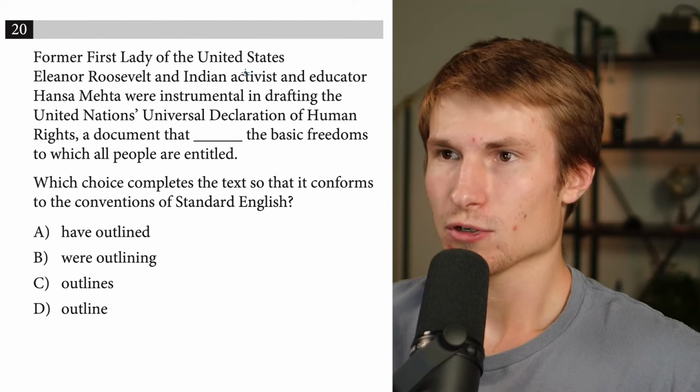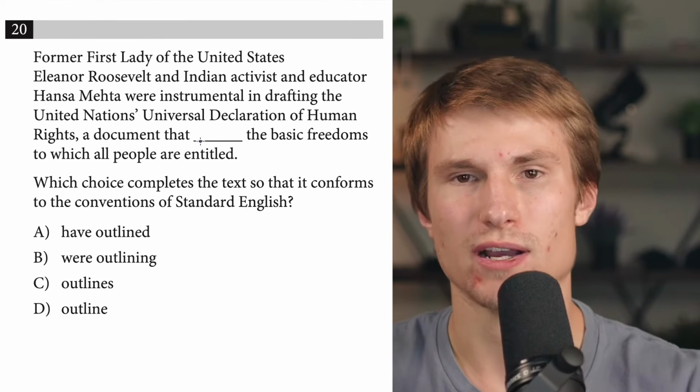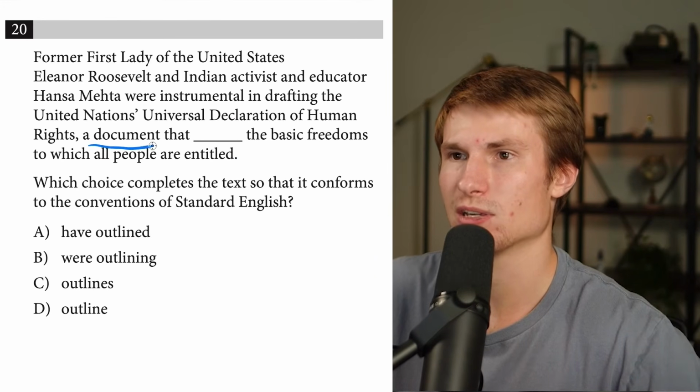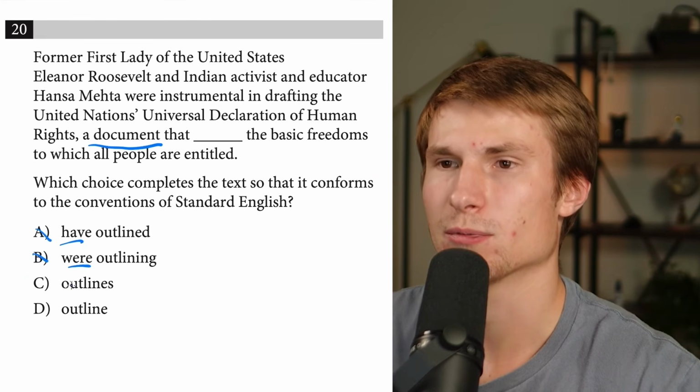Question 20. Former First Lady of the United States Eleanor Roosevelt, an Indian activist and educator Hansa Mehta were instrumental in drafting the United Nations Universal Declaration of Human Rights, a document that, and then we have something to do with outlines, the basic freedoms to which all people are entitled. So a document here is singular, so we can get rid of A and B because they are both for plural. And then we're between C and D.